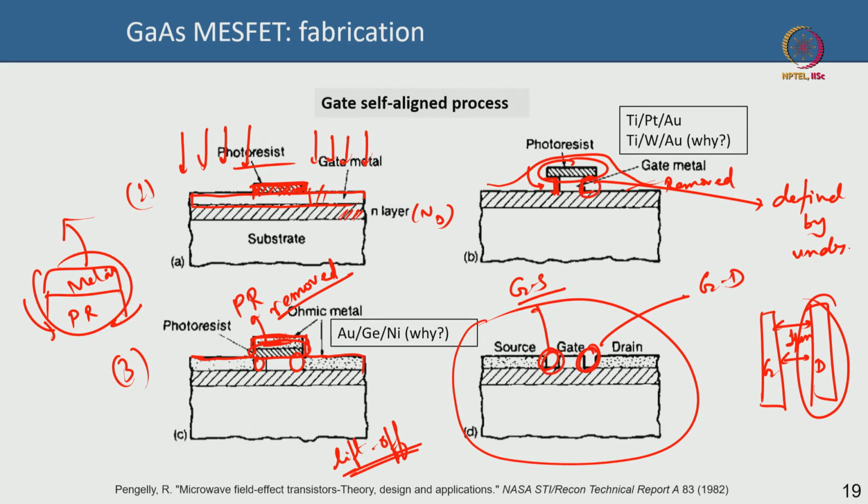Of course, the undercut cannot give you arbitrarily large spacing. So, this is a very self-aligned process. These processes usually give very close spacing between the gate and the drain, which means your breakdown voltages will be low, but you can have excellent cutoff frequencies and therefore excellent noise performance, for instance.